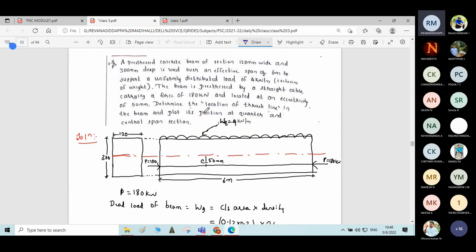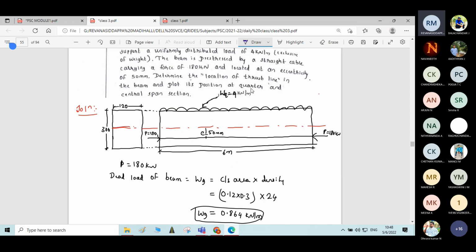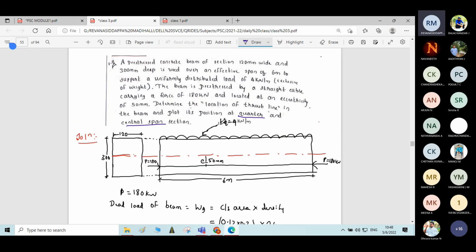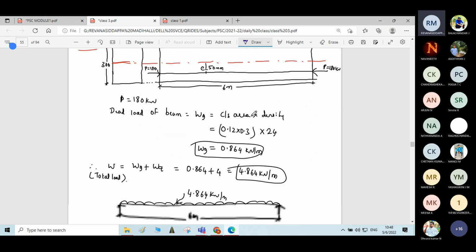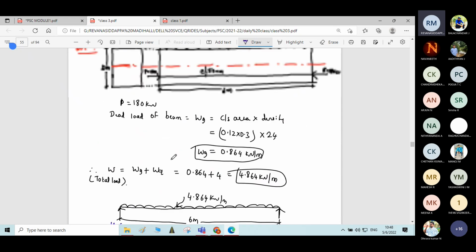Okay, now go to the question. It is asked to determine the location of the thrust line in the beam. We have to locate the thrust line in the beam and plot its position at quarter and central span. Now what you do is you calculate moment at quarter span and the central span. To locate thrust line at the quarter span and the central span, first you should know the moment at the respective points. Even moment at the support should be known.